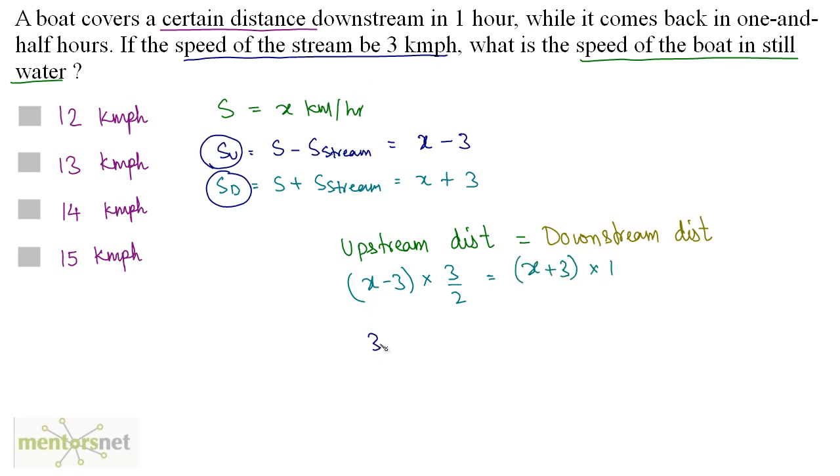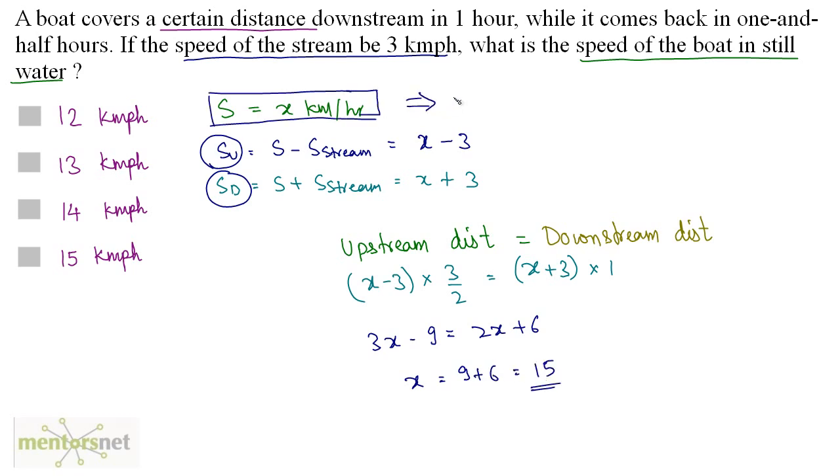So I have 3x minus 9 is equals to 2x plus 6. So 3x minus 2x, x, is equals to 9 plus 6, and that's 15. So the speed of the boat in still water will be equals to 15 kilometers per hour, and that's option D.